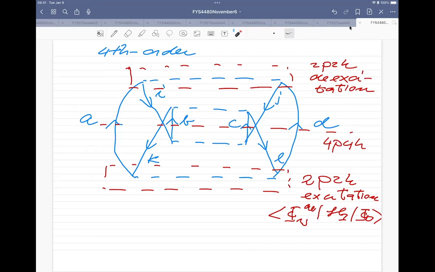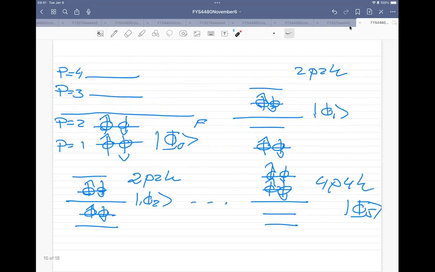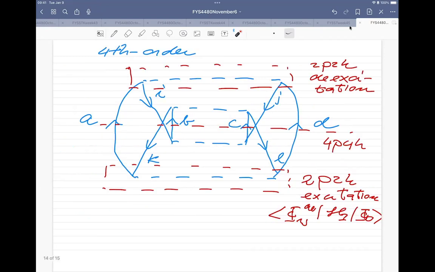When I diagonalize in this basis here, I will get all the 4-particle 4-hole coefficients to infinite order in perturbation theory. So what you're going to do in this midterm is actually to evaluate some of these terms and see if that gives you something which is closer to the exact diagonalization.